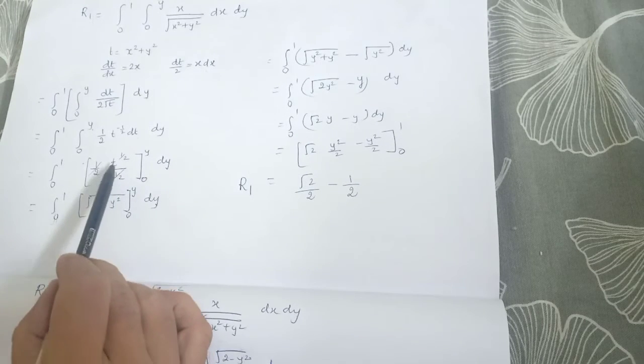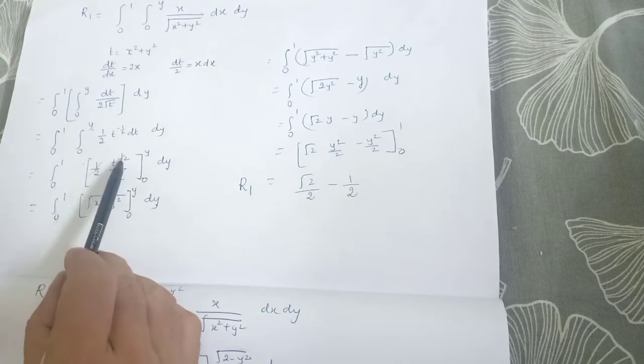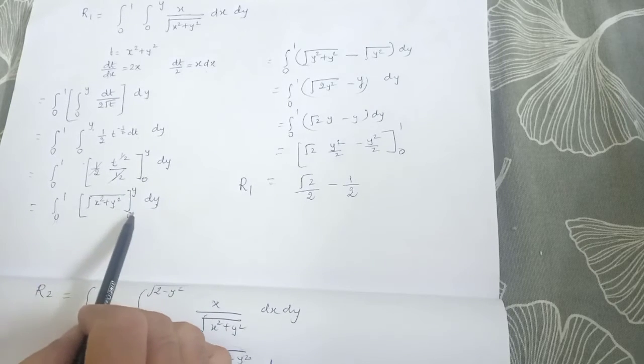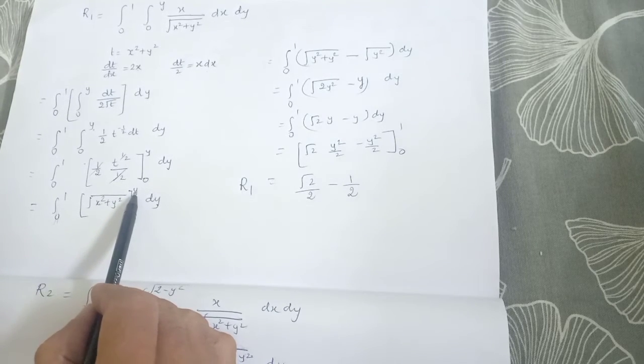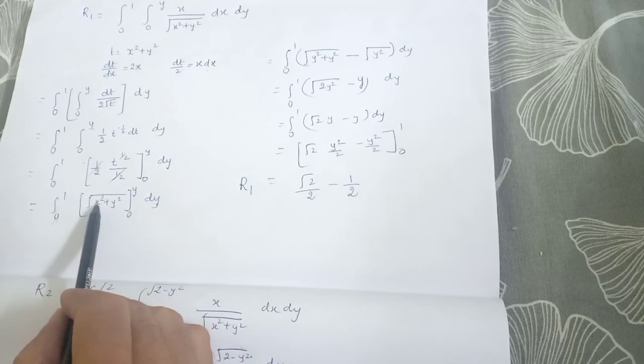Integral 0 to 1. Now we put the t value. t is equal to the square root of x square plus y square, limit 0 to y, dy. Now substitute the upper limit and lower limit. First we substitute the upper limit, x is equal to y.